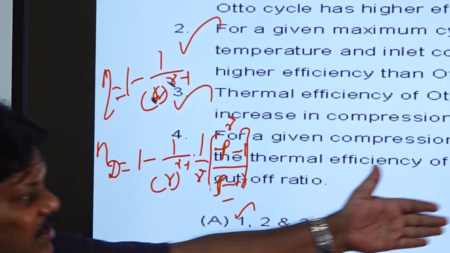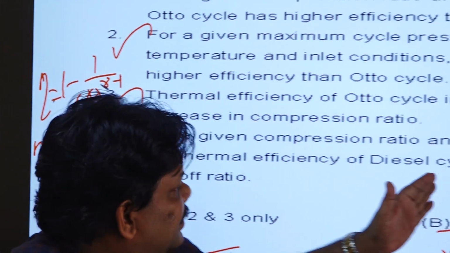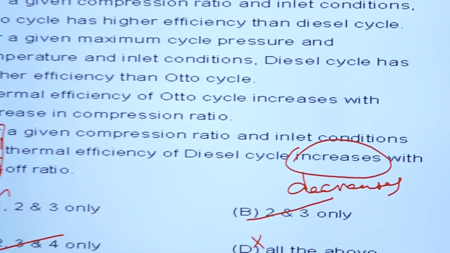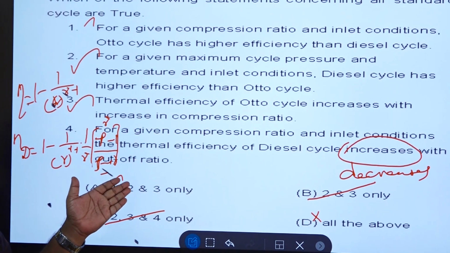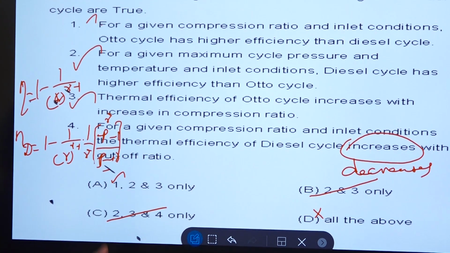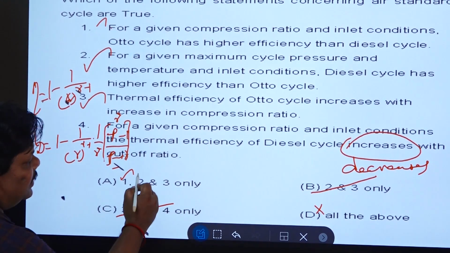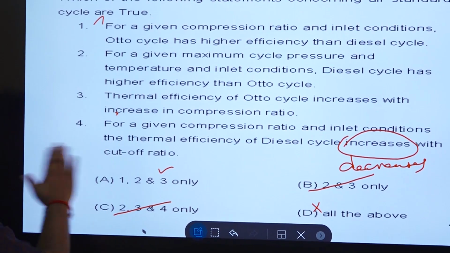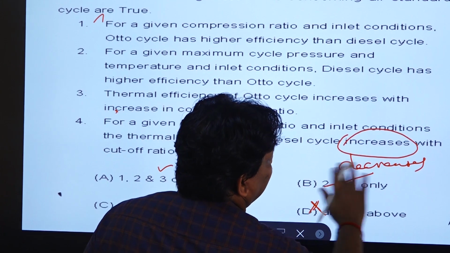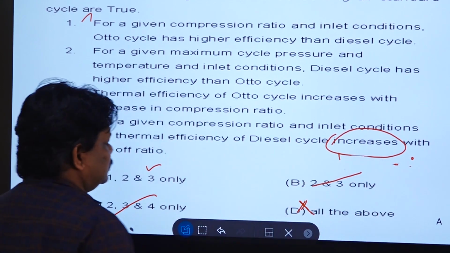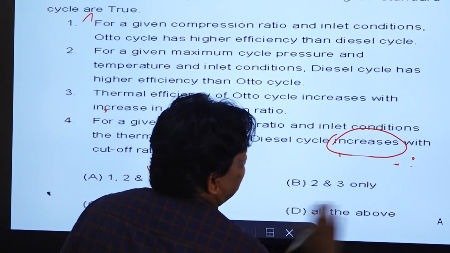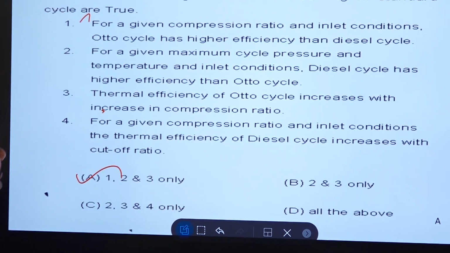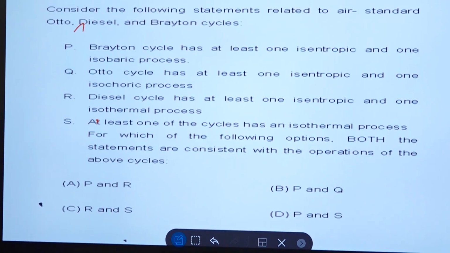So the efficiency will never increase. The efficiency of the diesel cycle, here it is given as increases with cutoff ratio. That is wrong. It decreases with cutoff ratio. So the statements 1, 2 and 3 are right, and this one is also wrong. So the answer is A. The answer is A. So the next one.